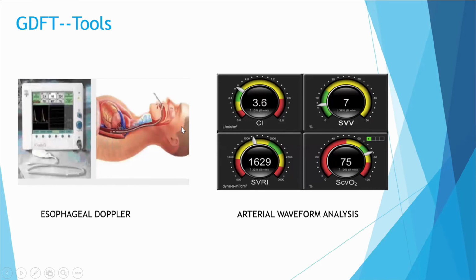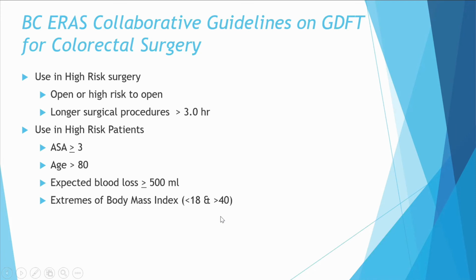There are two major monitors: the esophageal Doppler, which has been embraced in the UK but less so in North America, and, more in North America and certainly at VGH, arterial waveform analysis for doing goal-directed therapy. Again, it's probably not required in every single patient.